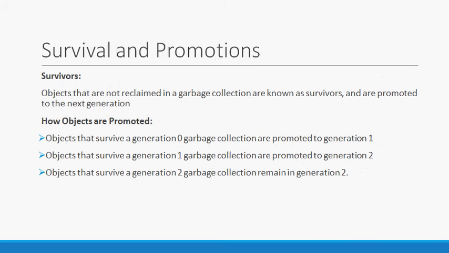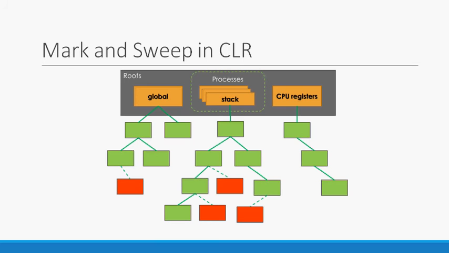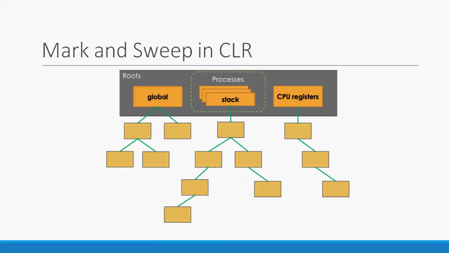The objects which survive in generation 0 are promoted to generation 1, those which survive in generation 1 are promoted to generation 2, and the objects which survive in generation 2 remain in generation 2. .NET uses the mark and sweep collection algorithm with compaction. Thus, there are three phases: marking phase, relocating phase, compacting phase. Here you can see the live objects are marked and the other ones are reclaimed.